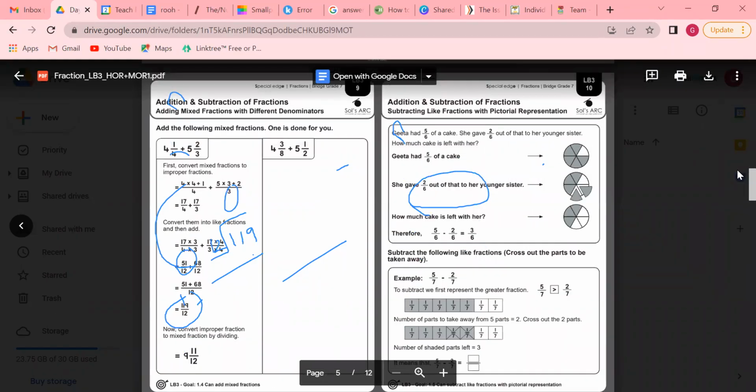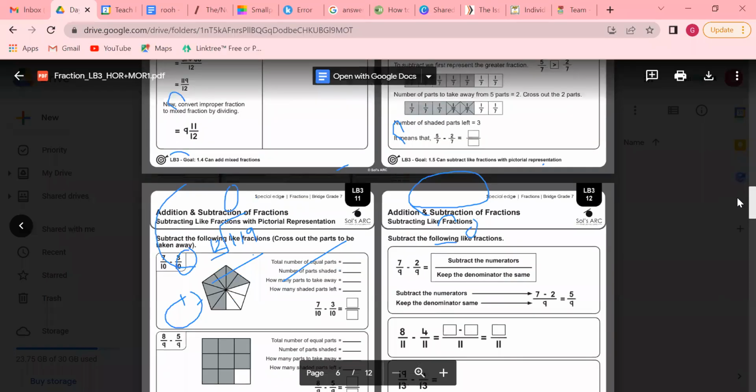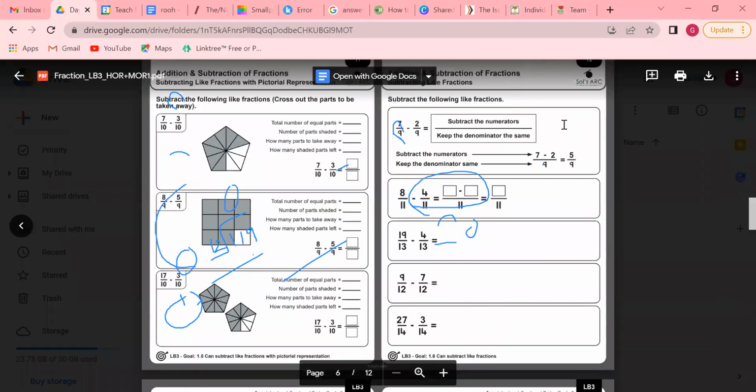That was about addition. Now we will come to subtraction. Subtraction, again the rule is same. Denominator will remain same, only you have to minus. 5 minus 2 will become 3. That's all. The rule is same for subtraction, for like fractions. So here also, if you see, you will just keep 13 as it is, minus 19 minus 4. Here also I'll keep 12 as it is, minus 9 minus 7.